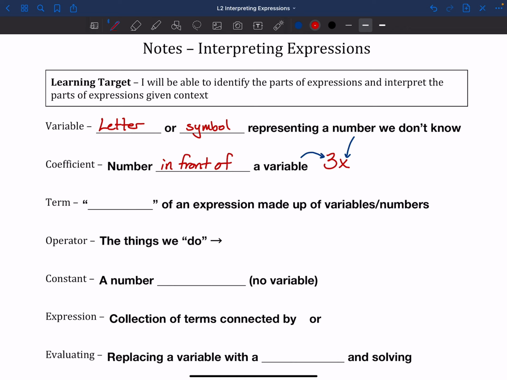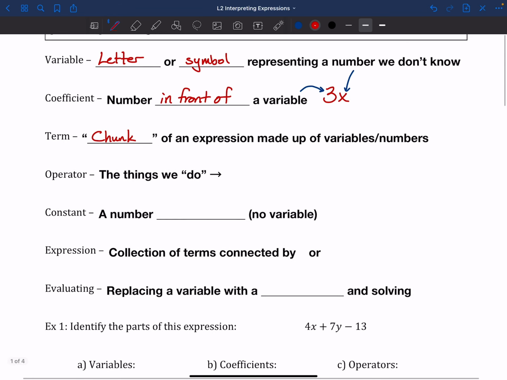The terms, I like to think of them as the chunks of the expression. They're made up of variables and numbers. You don't have to have numbers with it. It could just be variables and no numbers. Either way, or you could have a little bit of both, but they're the chunks of the expression.